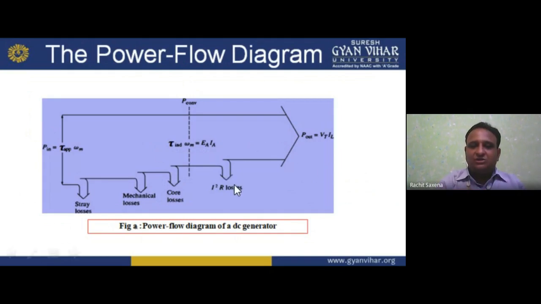I square R losses, we can say copper losses. Then we have the P out, that is the terminal voltage VT and the load. This is for the generator. I hope you understand. Now, giving mechanical input and taking electrical output.